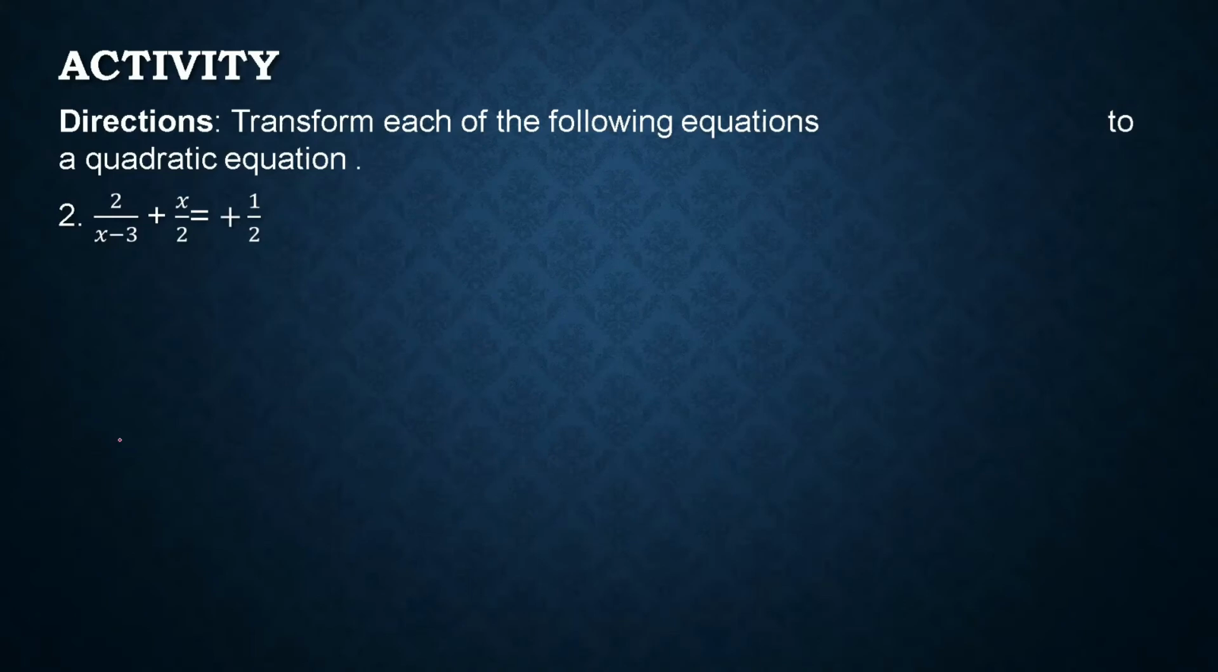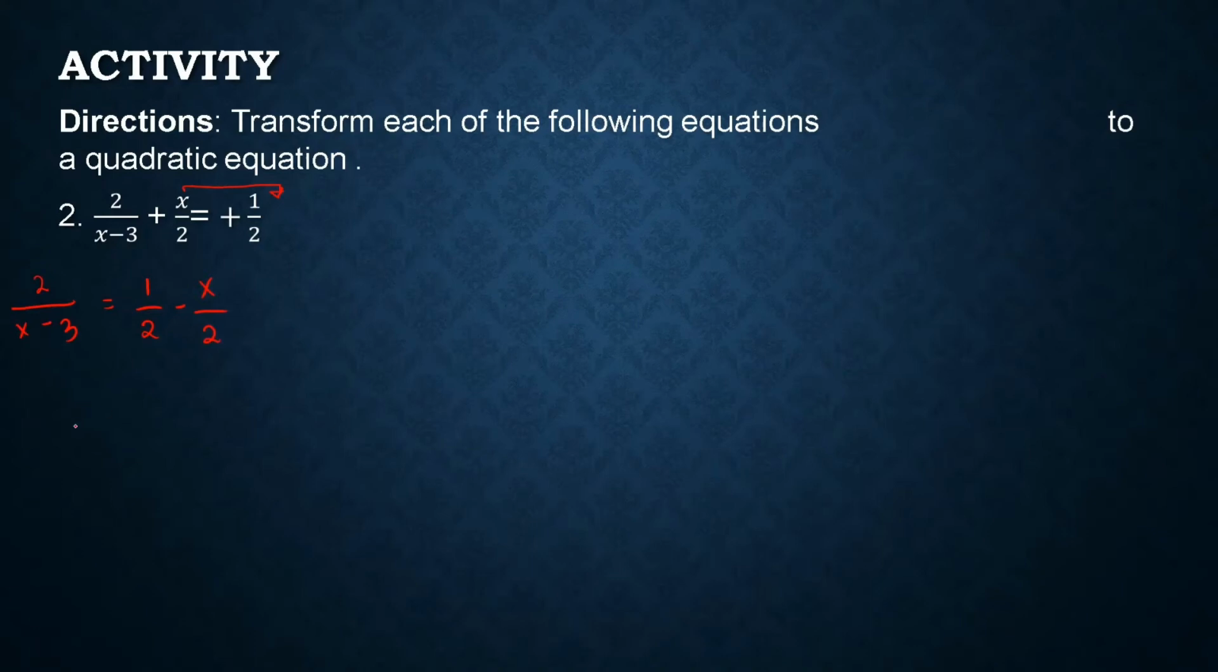So, to solve this easily, we will move this term to the other side so that they have the same denominator. Therefore, it becomes 2 over x minus 3 equal to 1/2. Then the positive x over 2 becomes negative x over 2. Then, after that, we will simplify the right side of the equation.